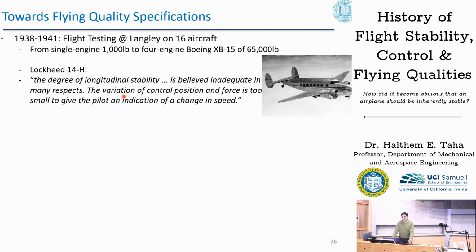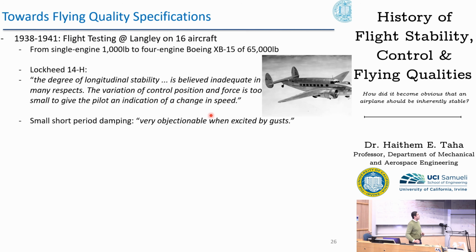The report came saying the degree of longitudinal stability is believed inadequate in many respects. The variation of control position and force is too small to give the pilot an indication of a change in speed. We discussed this before. So this airplane was weakly stable, small CM alpha, small stick force slope kind of thing. In fact, it also had unusually small short period damping, which was described by test pilots as very objectionable when excited by gusts. Guff, this pilot, described it as very annoying and even unsafe.